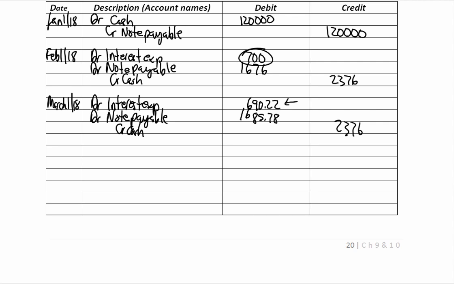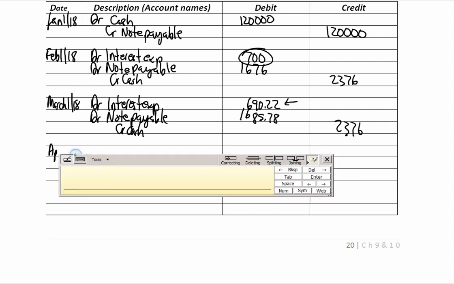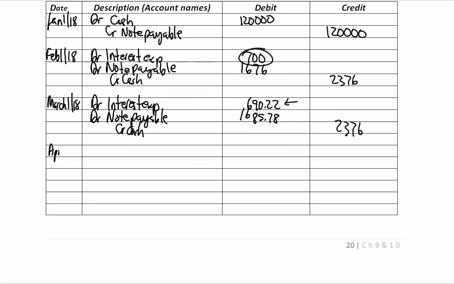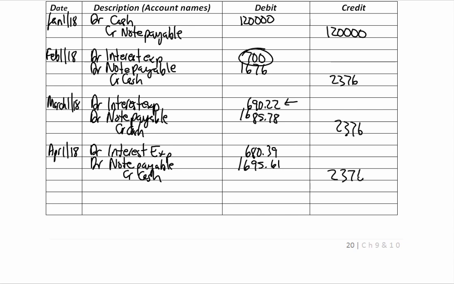So the last payment on April 1st, 2018, I got a debit to the interest expense, debit to the note payable, and a credit to cash. And of course, all these amounts come directly from the chart. 680.39, 1695.61, and this is 2376.